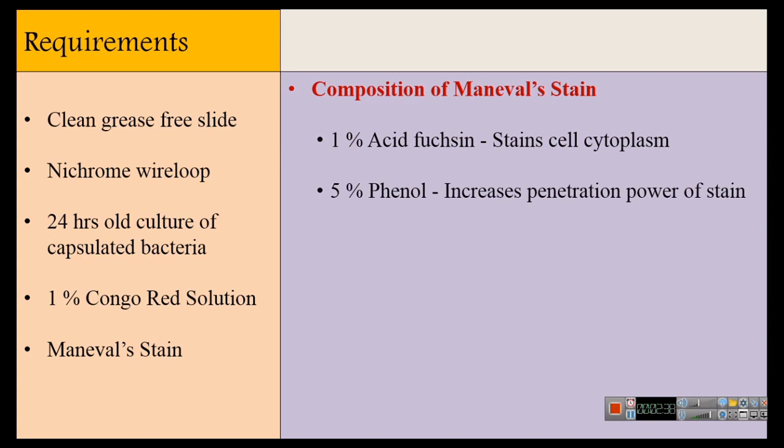The second component is 5% phenol. It increases the penetration power of the stain into the cytoplasm through the capsule. The next component is 30% ferric chloride. Here it acts as a chemical fixative because in the capsule staining procedure we are not carrying out heat fixation of the smear. Capsule mainly contains 98% water, and due to heat fixation the water gets evaporated and the shape of the capsule may get changed, and therefore heat fixation is avoided. For that purpose chemical fixation is carried out, and that is done by ferric chloride.